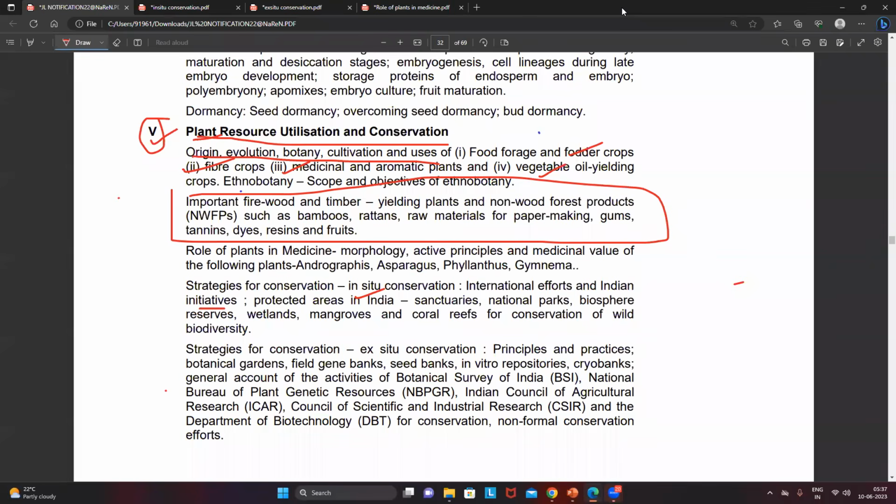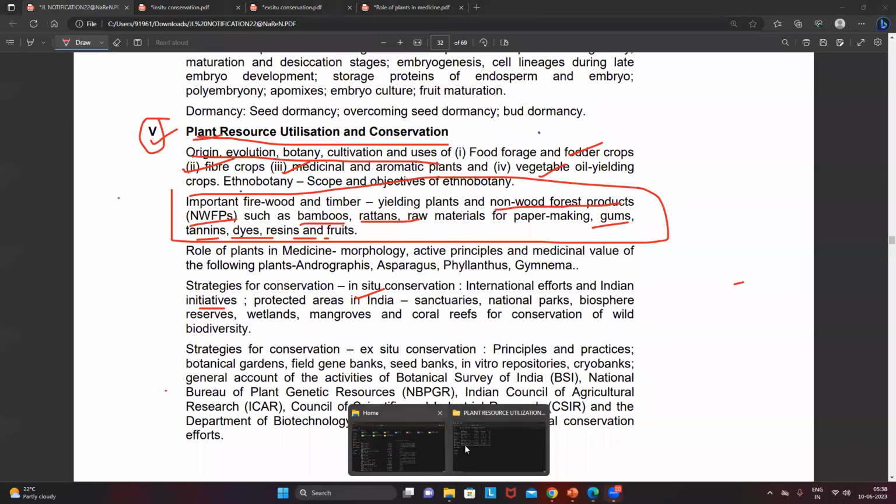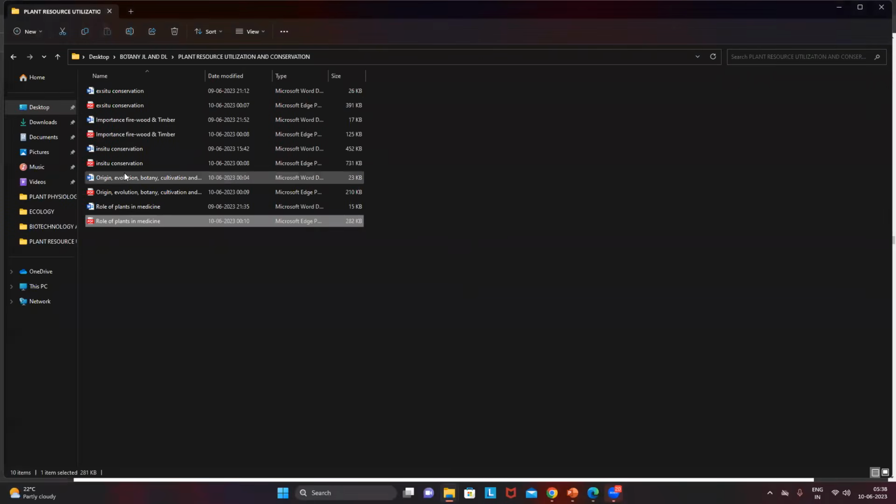And here also, they have very specially mentioned in the syllabus non-wood forest products, such as bamboos, rattans, and the raw materials required for making gums, tannins, dyes, resins, and fruits. Very specifically, they have mentioned. So we made a perfect material.